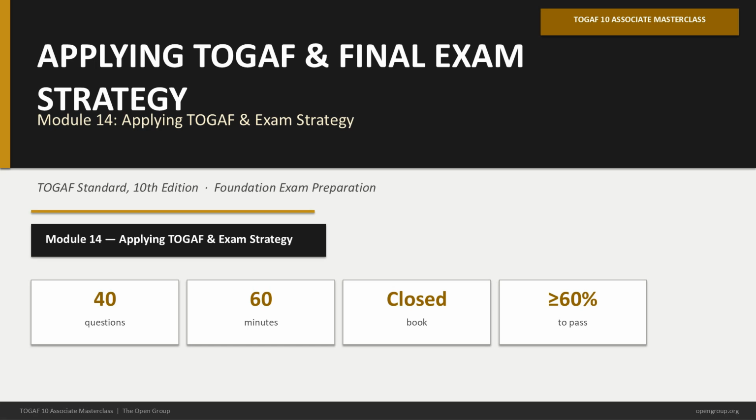Welcome to Module 14, the final module. You've now learned the entire TOGAF framework, from the ADM to governance to the reference models. This last lesson does two jobs. First, it shows how TOGAF is applied in the real world iteratively, adaptably, and alongside other frameworks. And second, it consolidates everything into a focused revision and gives you a concrete exam day playbook.